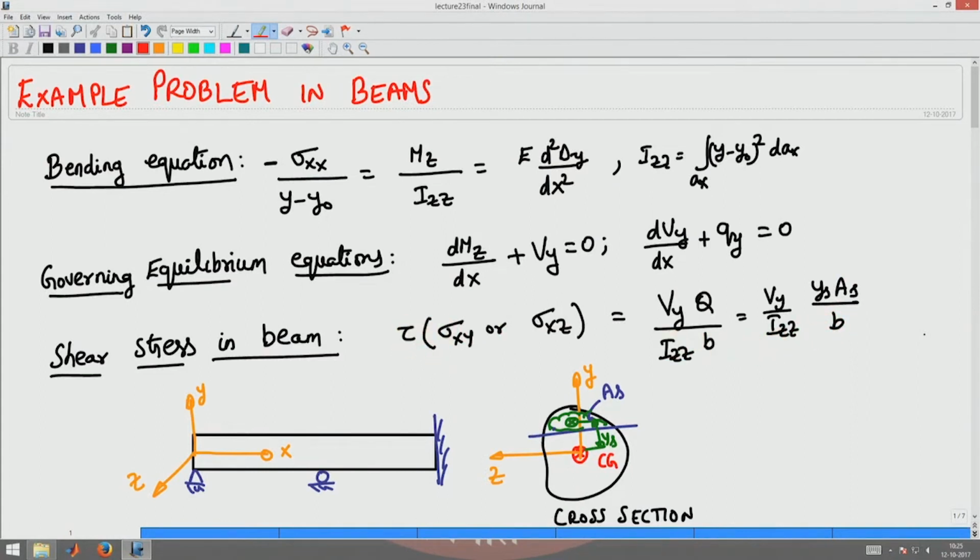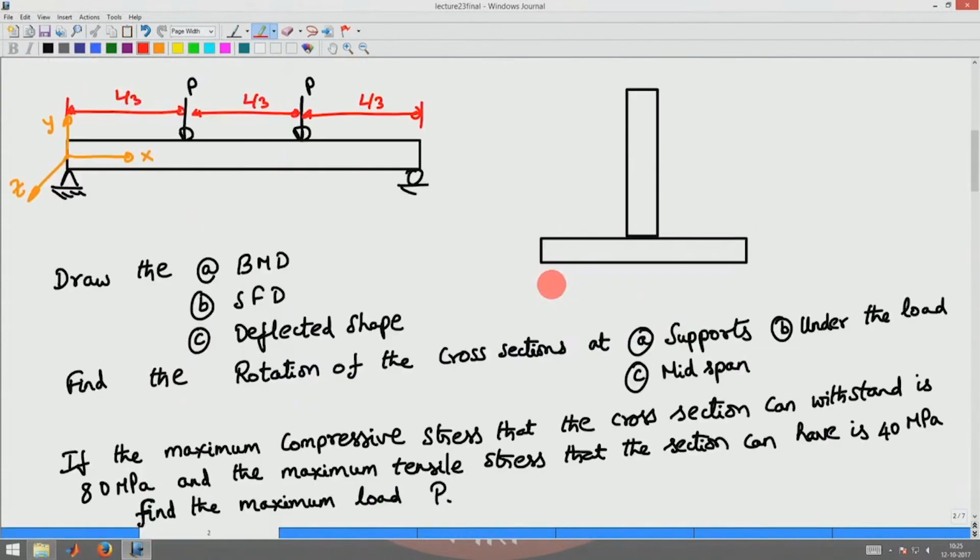Now, what we will do is apply these equations to solve a practical problem, which is a 2-point load beam bending problem. We want to solve this problem and find the bending moment diagram and shear force diagram, and draw the deflected shape of this beam, apart from finding the rotation of the cross section at the supports, under the load and at mid span.